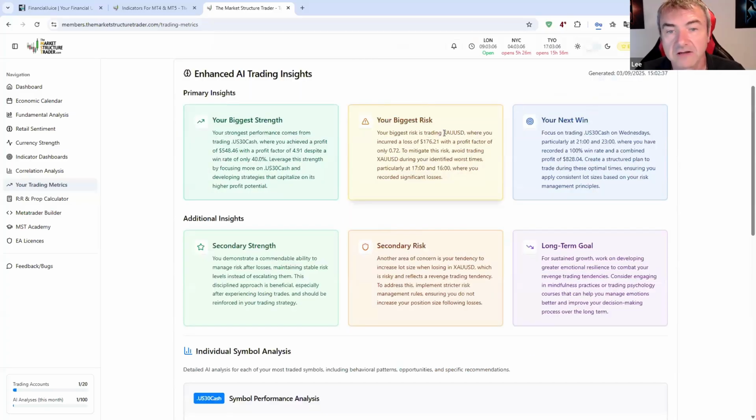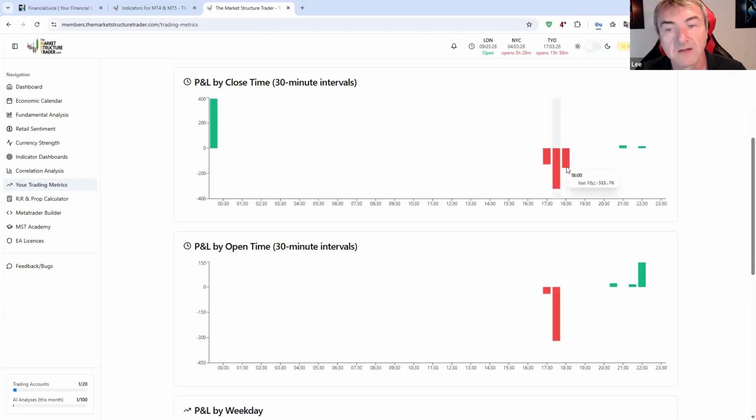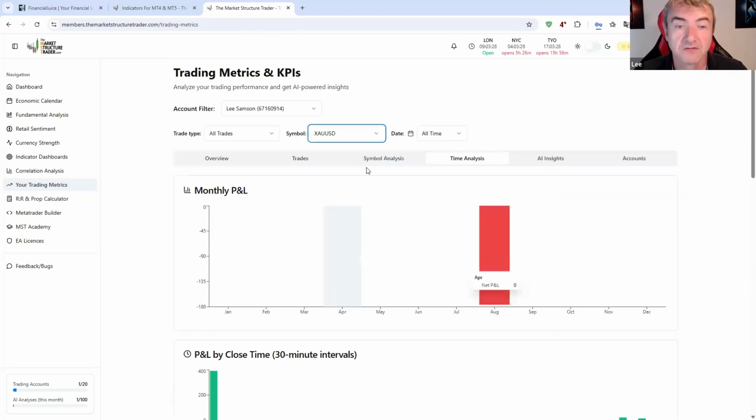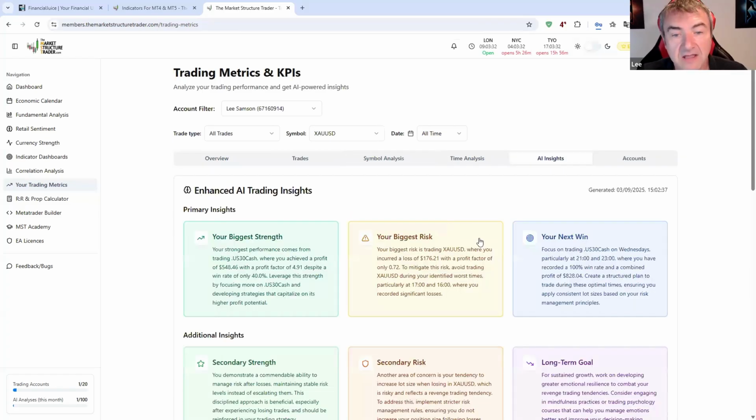Your biggest risk is trading gold, where you incurred a loss of $176 with a profit factor of 0.72. To mitigate this risk, avoid trading gold during your identified worst times, particularly 5 and 6. So what it's done is it's gone into the time analysis, it's selected gold, and it's gone, you do not make money between 5 and 6. Stop it. So the easiest thing to do is just to get your account loaded, go to this, press the button, and it will just tell you what's gone wrong with your trading, yeah?